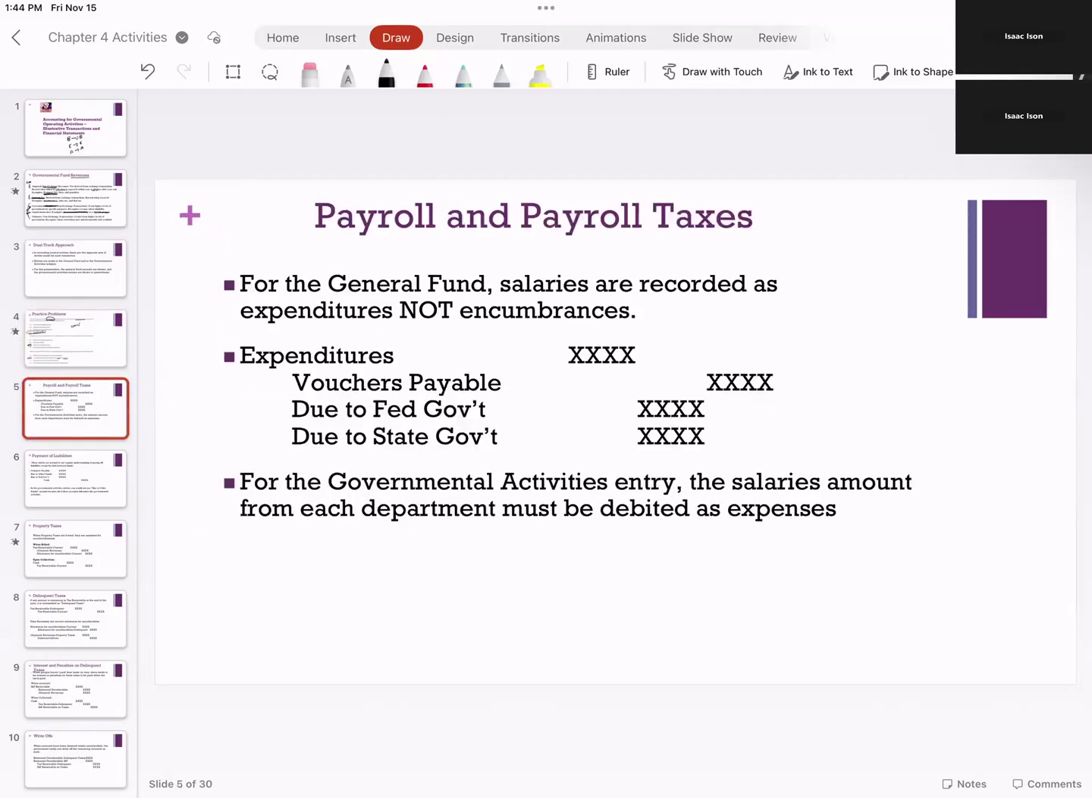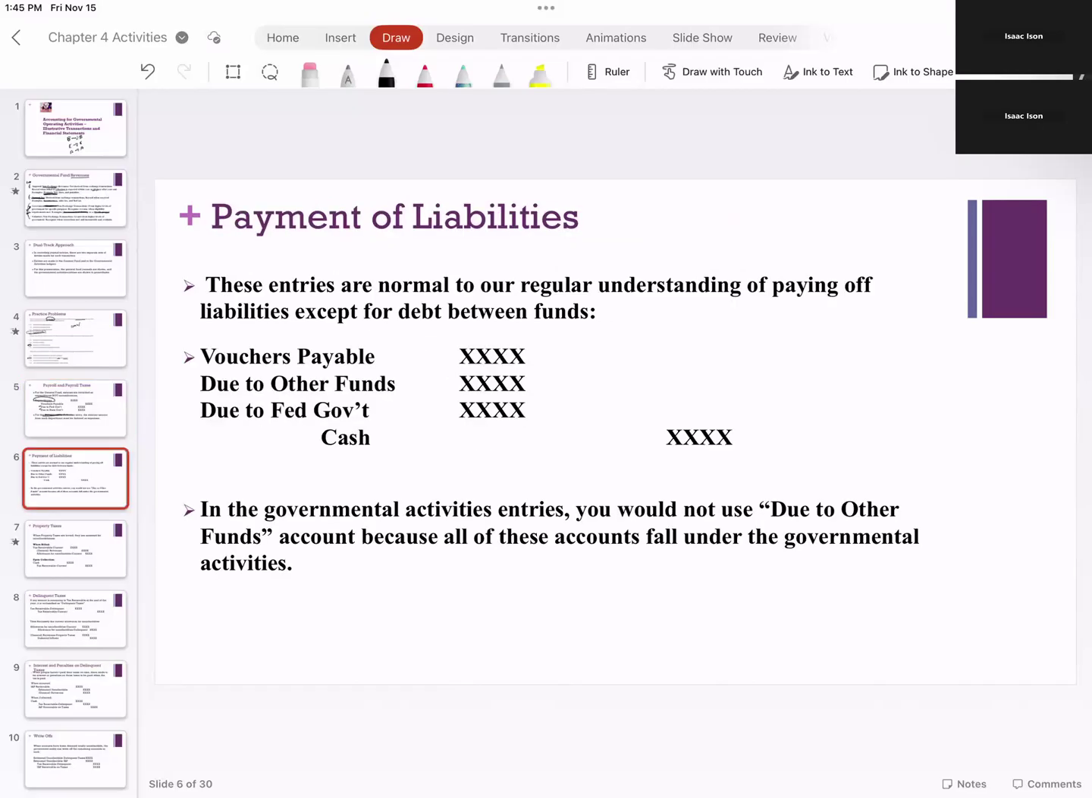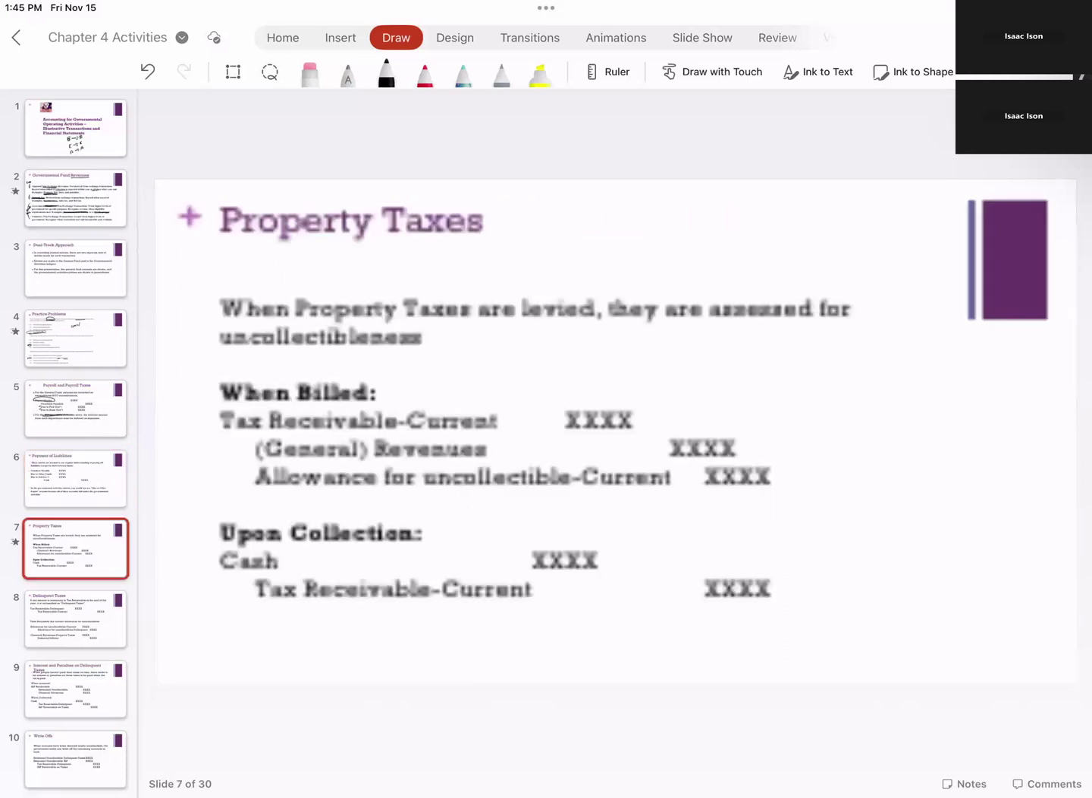Okay. These journal entries here, you can see that this must be in the general fund because it's using the terminology expenditures instead of expenses, and then it's also using due to federal government, due to state government, whereas in governmental activities, so that's at the government-wide level, we debit expense, salaries payable, and then we don't end up recording this due to. So when we pay it, I think you can look through that and see things that you need to see there.